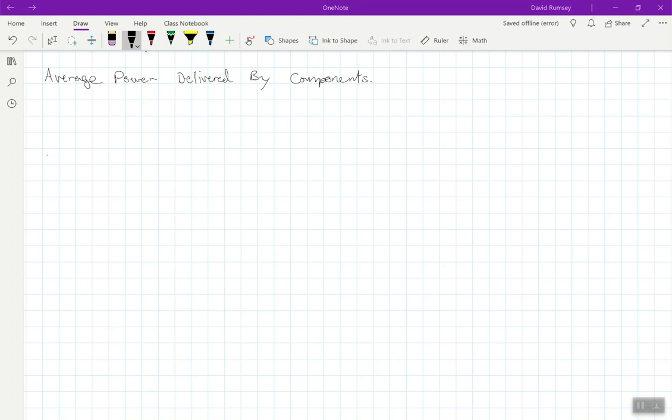So in this video we're going to talk about the average power delivered by the components. Now remember we had two ways of computing this, and I'm not talking about whether we have effective or RMS versus non-effective. We have our equation here that my average power is 1/2 Vm Im cosine of theta v minus theta I.